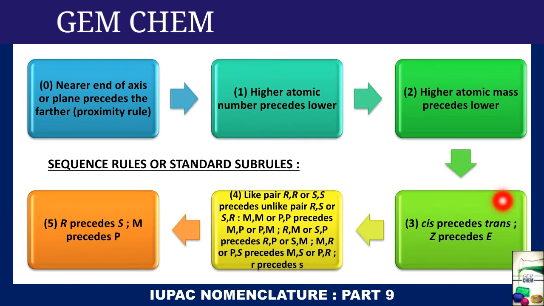Now cis precedes trans, Z precedes E. We have seen what is Z, what is E, what is cis, and what is trans. Like pairs, for example a compound with two R's or two S's, will precede unlike pairs, that is RS or SR.